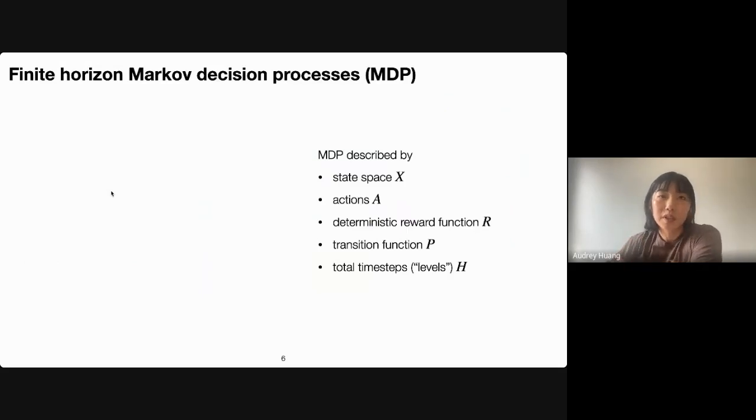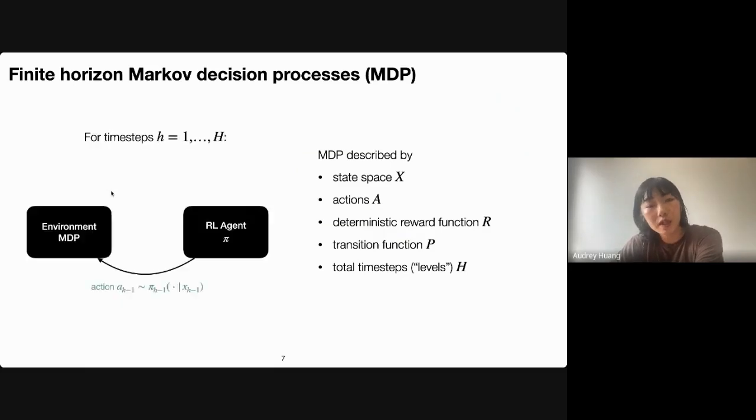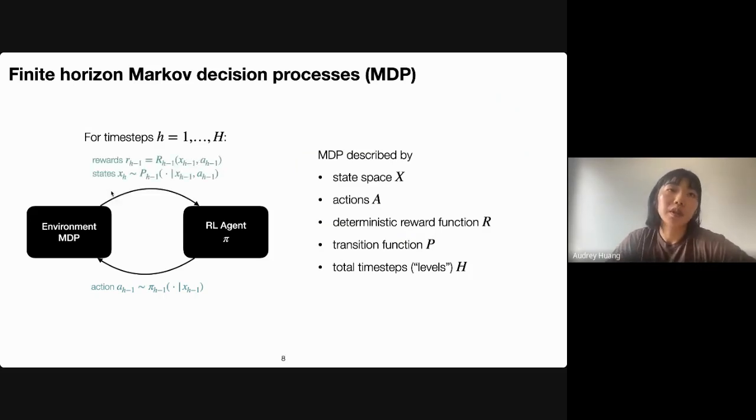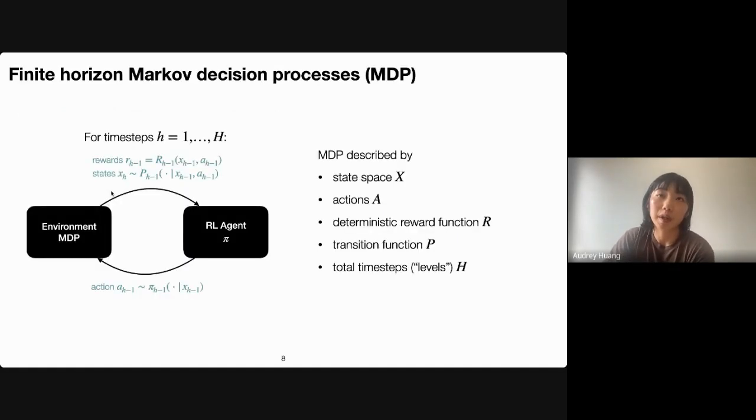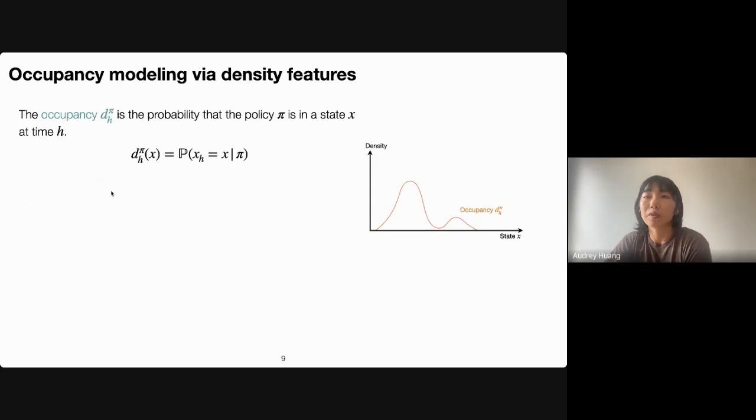Very quickly, everything in this presentation is in the finite horizon MDP setting. So there are H total time steps, which I'll also refer to as levels. For each time step, let's say we've observed the state x_{h-1}. The agent will take an action according to the policy pi_{h-1}, and then observe the reward and the next state according to the corresponding dynamics at h-1. So in this finite horizon MDP, the occupancy d_h^pi of a policy pi represents its distribution over states at time h, which is visualized on the right.